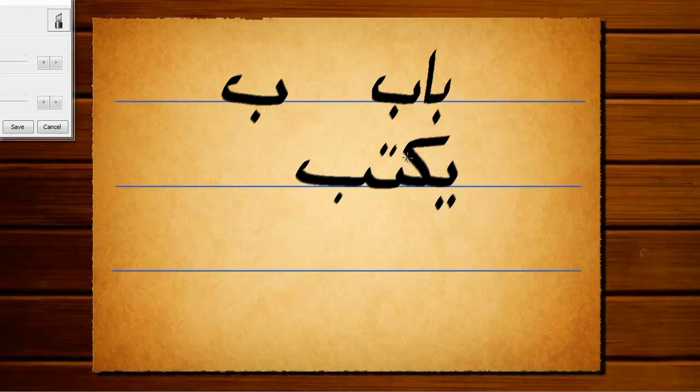This word is yaktub, which means write in the present simple. And notice how I wrote the letter ba with a horizontal stroke to the right. And here I write it separated from the word. And here's the stroke to the right to connect with the preceding letter, which is ta.